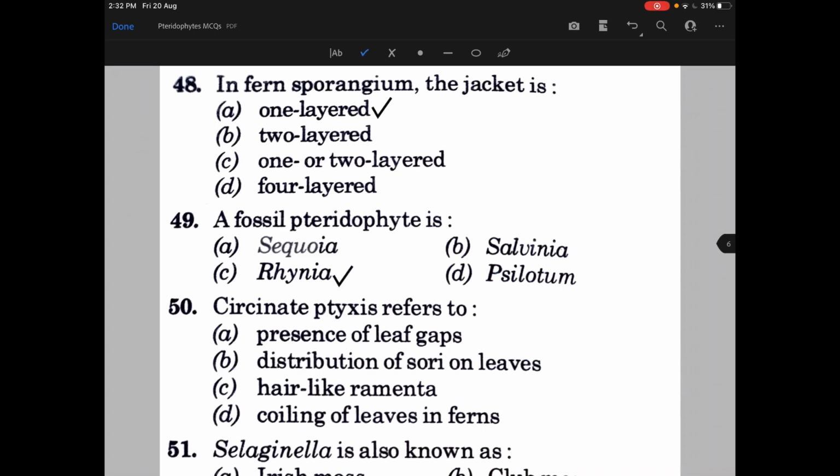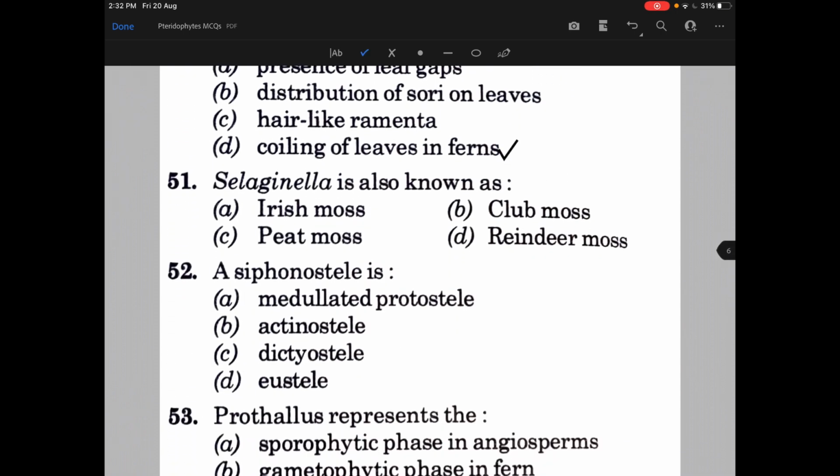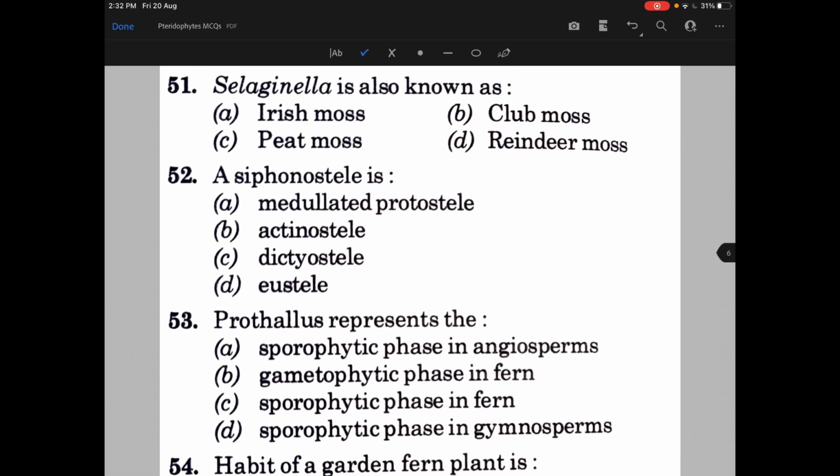Next, circinate vernation refers to dash. The answer is D, that is coiling of leaves in ferns. Next, Selaginella is also known as dash, and the answer is B, that is club moss.